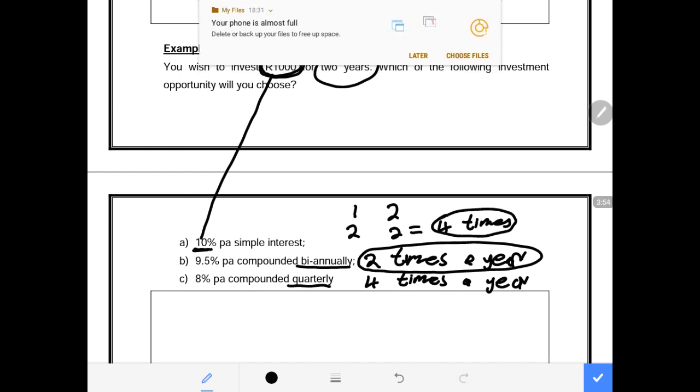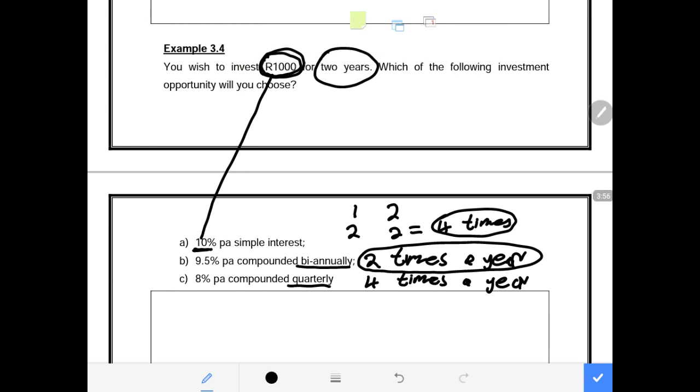Then we come to the last one, which is compounded quarterly, and we know that there are 4 quarters in a year, meaning the interest will be compounded 4 times a year. That means in year 1 it will be 4 times, and in year 2 it will be 4 times. That means over the period of 2 years the interest will be compounded 8 times. So this is very important also to highlight.